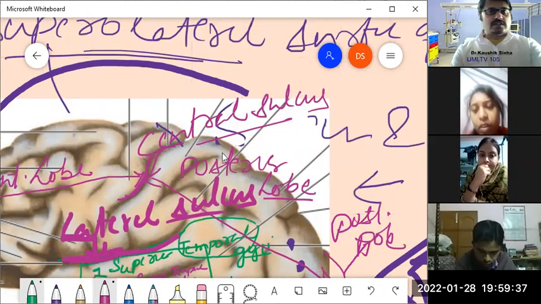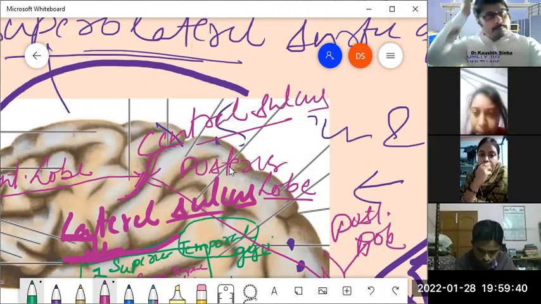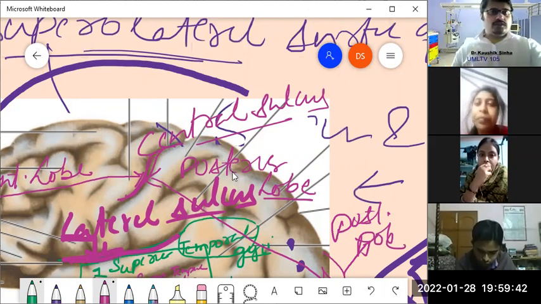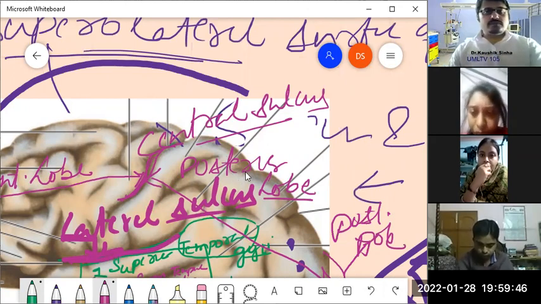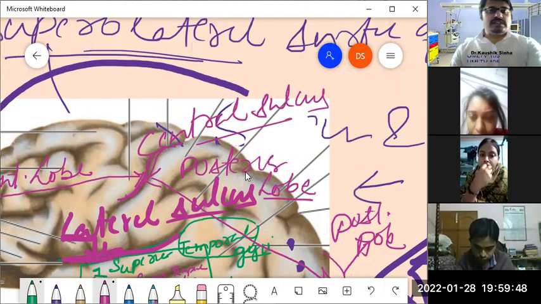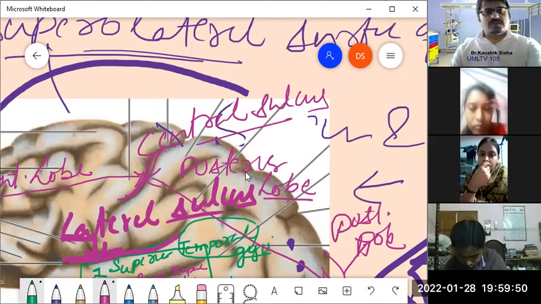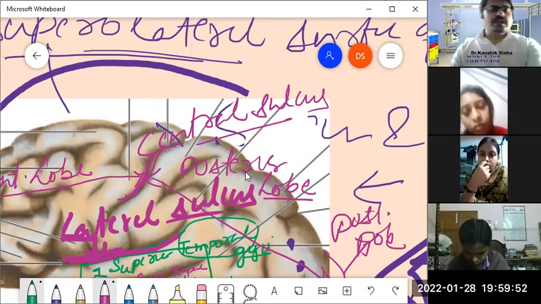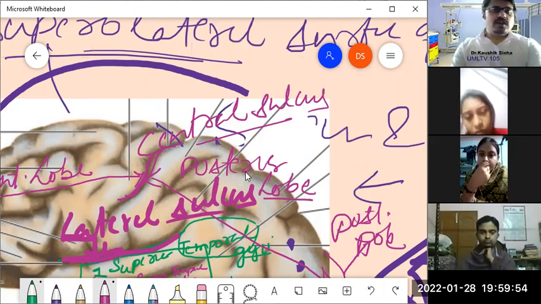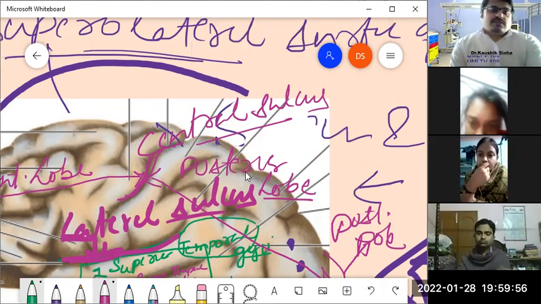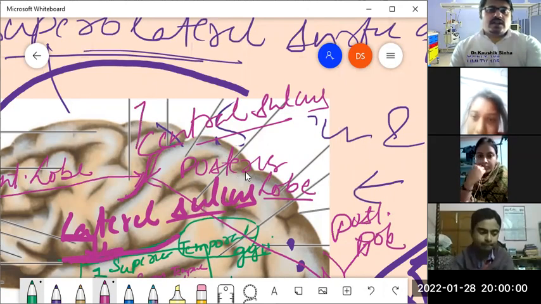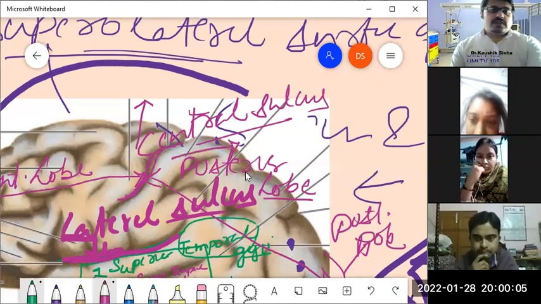Okay, now obviously since this is a sulcus, simply anterior as well as posterior to the sulcus there definitely would be a gyrus. So this is one gyrus present exactly anterior to the central sulcus. This is another gyrus present exactly posterior to the central sulcus.